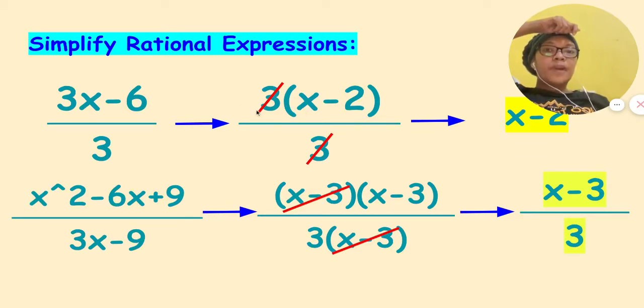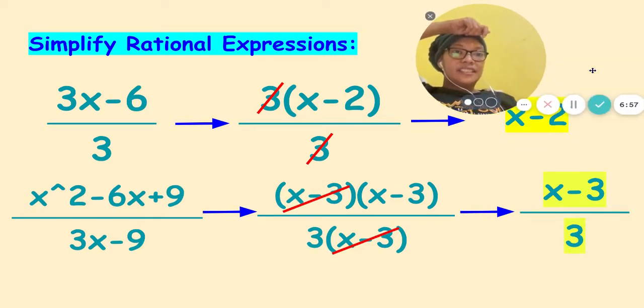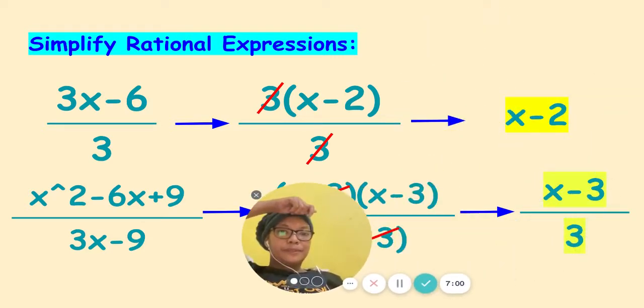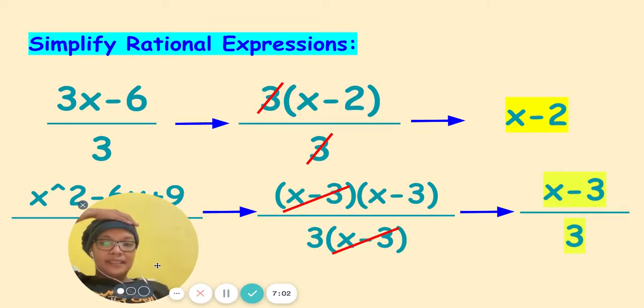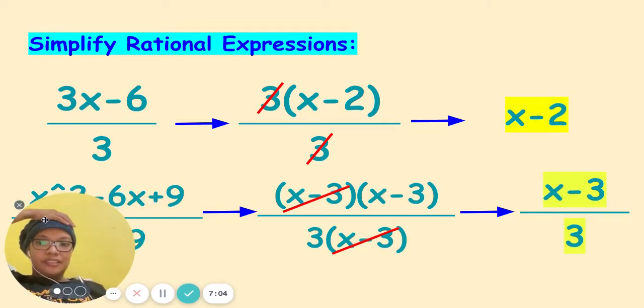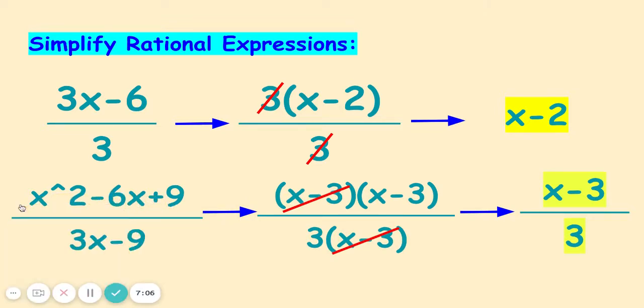So, we have common factors. May common number na po tayo that is positive 3. So, cancel lang po. So, your answer is x minus 2. Sorry po, maharang. Okay, so, let me remove my paste first. Okay? So, ayun po, x minus 2 po yung sagot. So, that will be your final answer.